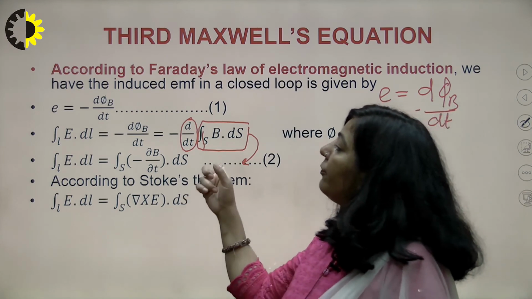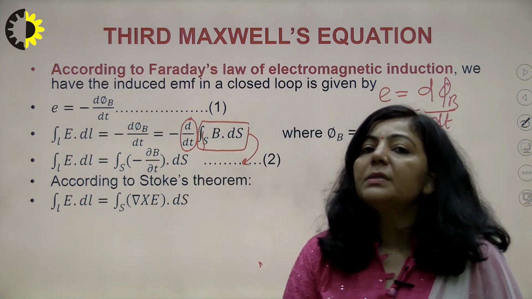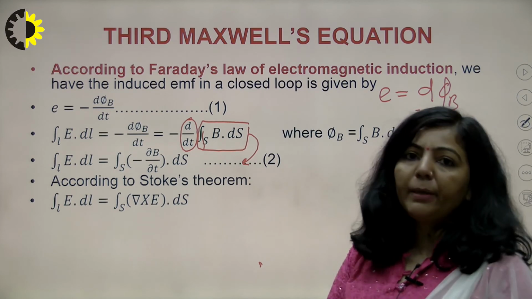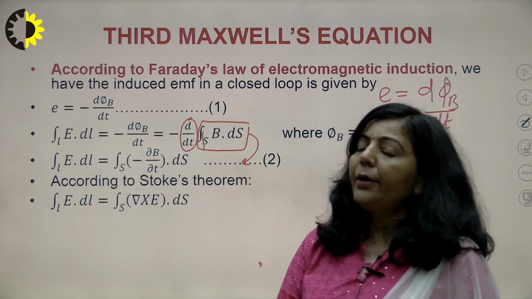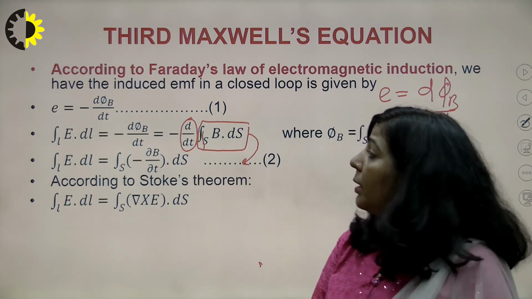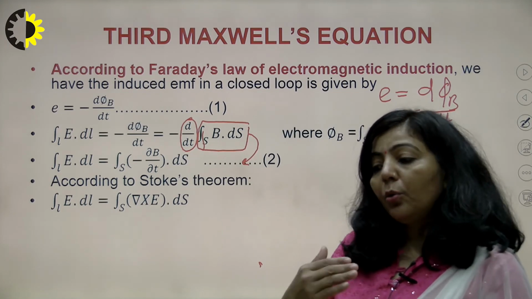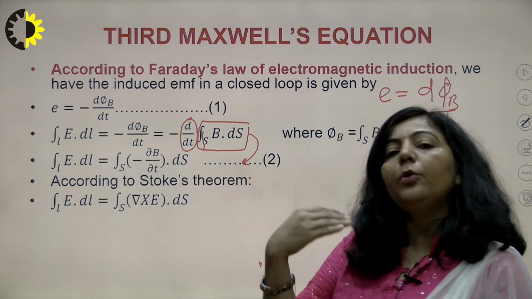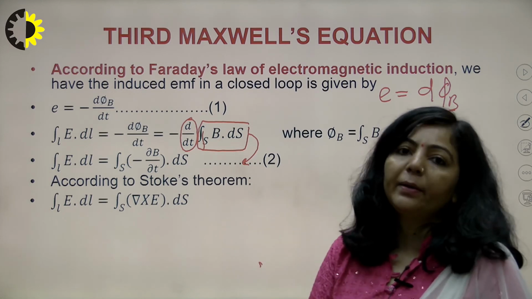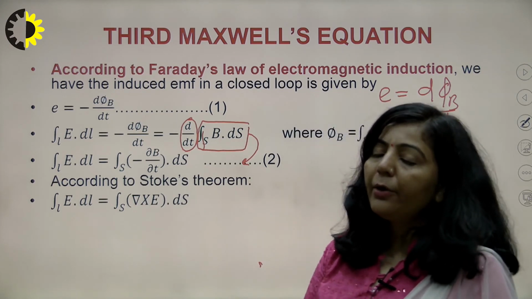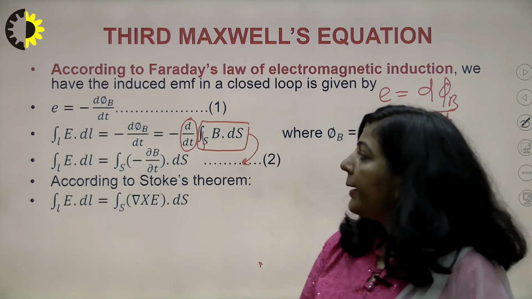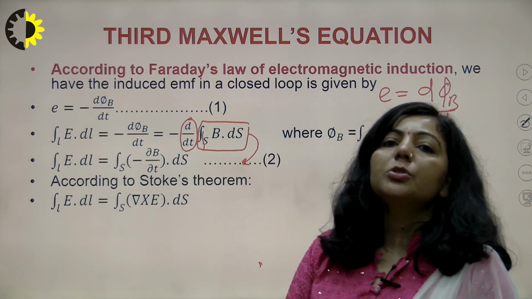So the line integral of E is now equal to the surface integral of minus del B by del t. So you have a line integral here and a surface integral, and you know the drill. What you have to do is convert the lower integral into a higher integral. So you have to convert this line integral into a surface integral, and that can be done using Stokes theorem.